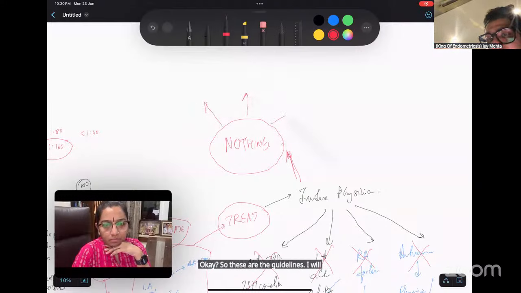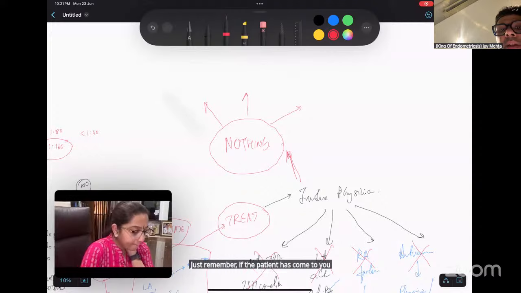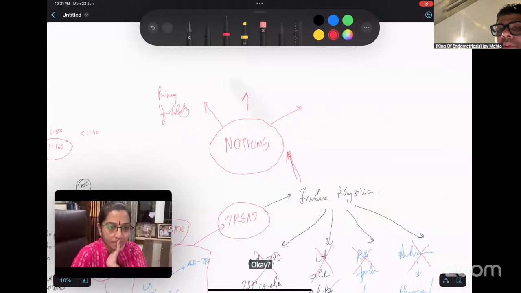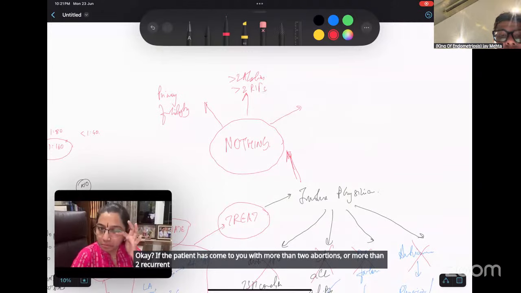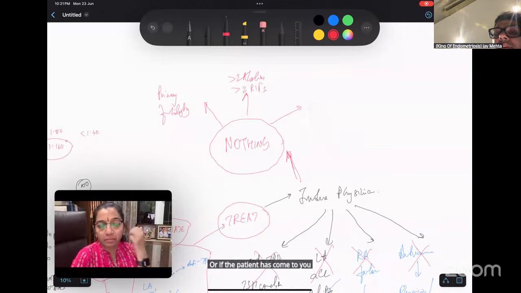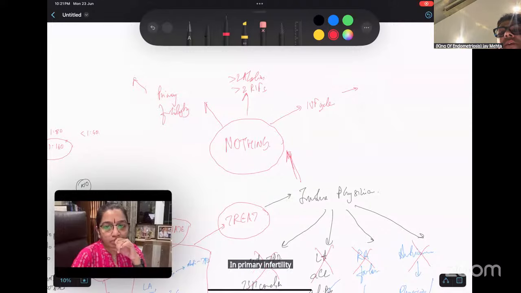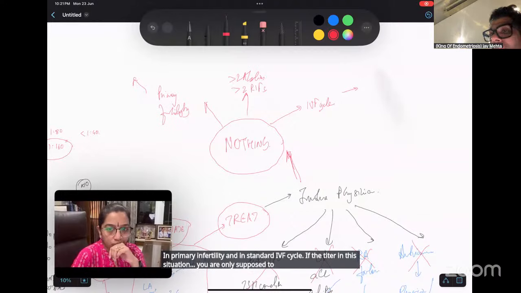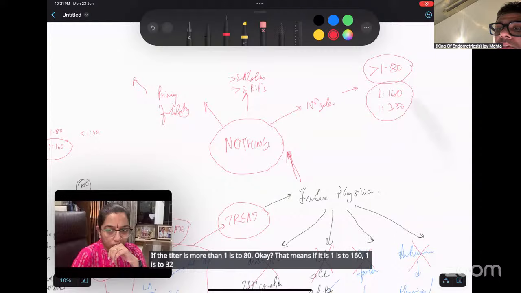I will very, very quickly draw them. Just remember, if the patient has come to you primarily, that means with primary infertility, with more than 2 abortions or more than 2 recurrent implantation failures, or if the patient has come to you to do a standard IVF cycle, in primary infertility and in a standard IVF cycle, you are only supposed to treat if the titer is more than 1:80. That means if it is 1:160, 1:320, all these things, you are supposed to treat all the patients.